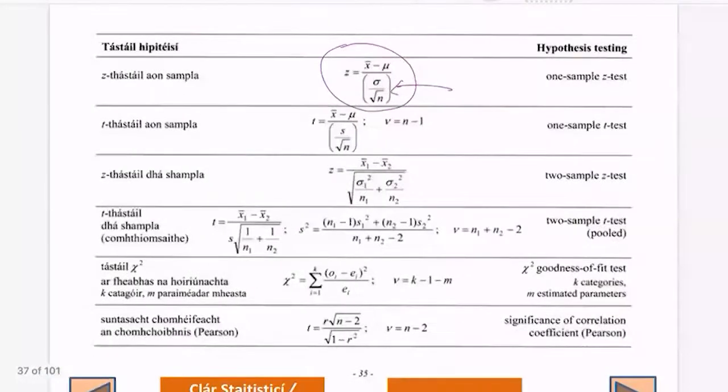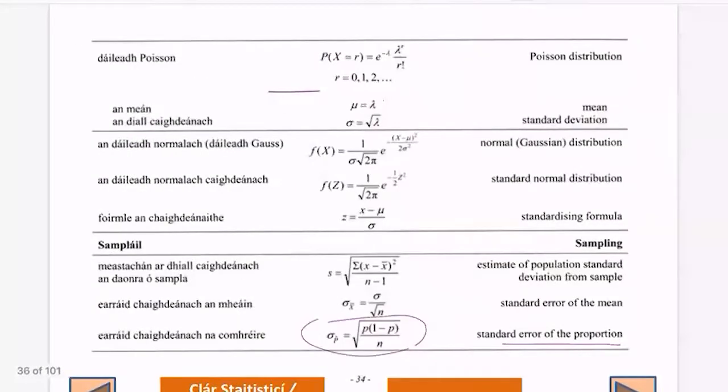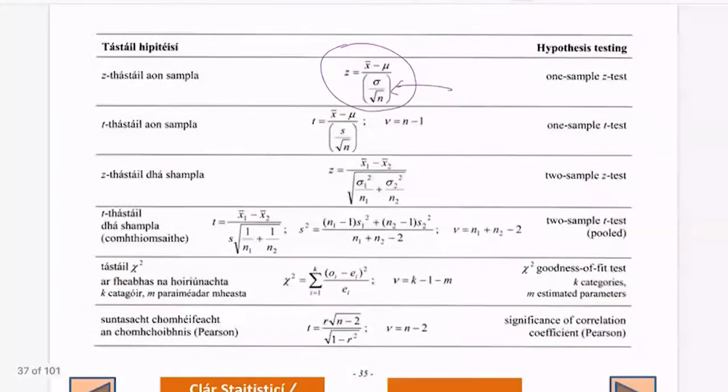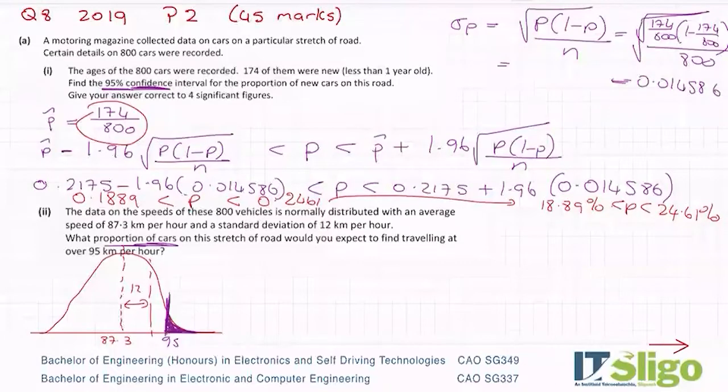We're going to use our standardizing formula: x minus mu over sigma. Now, why is it not this one over root n? Well, it's because I'm not dealing with means. It didn't say the mean data of the speeds. It just said the data of the speeds. So it's not a mean of means here at all. It's not the central limit theorem.